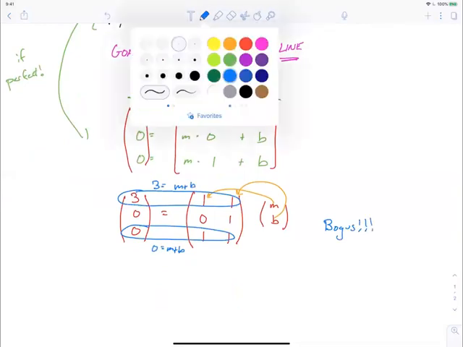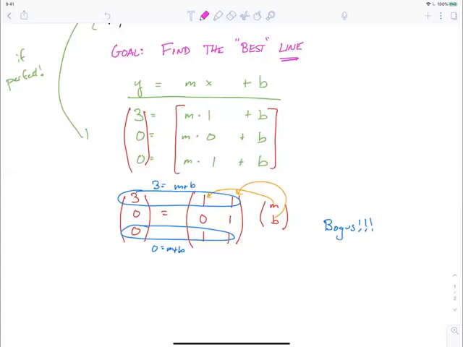So one other way of rewriting our goal is not just to find the best line or plane or hyperplane, but to find the best solution for any inconsistent system. And in fact, finding the equation of a line is one application of finding the best solution to an inconsistent system.